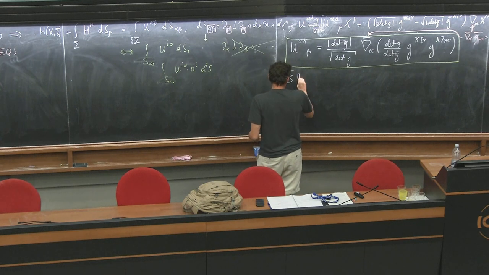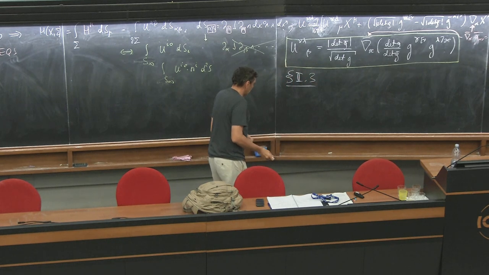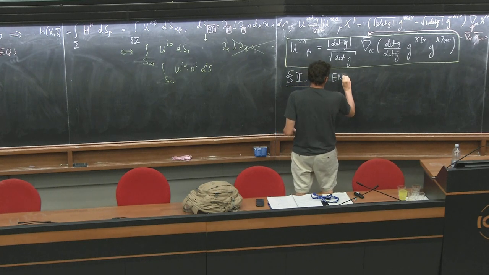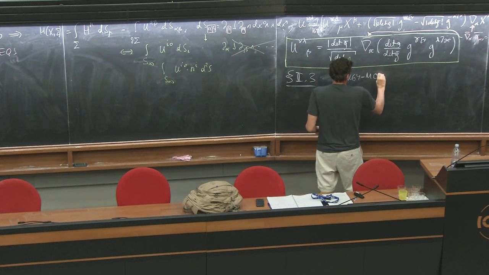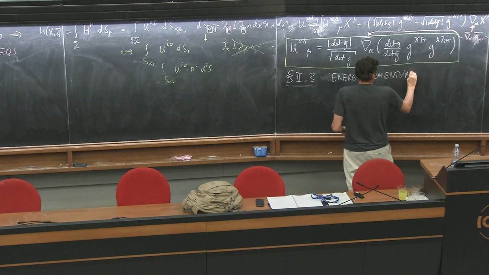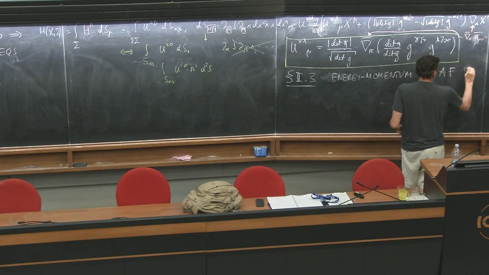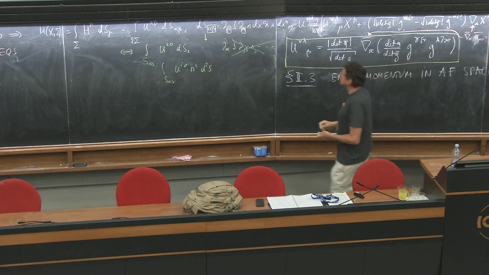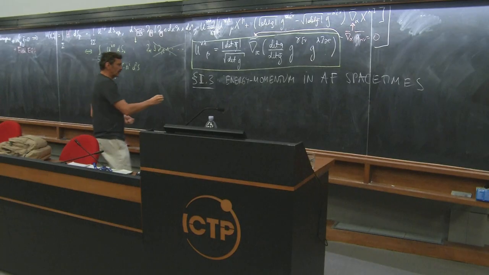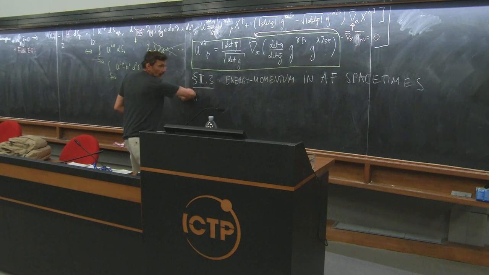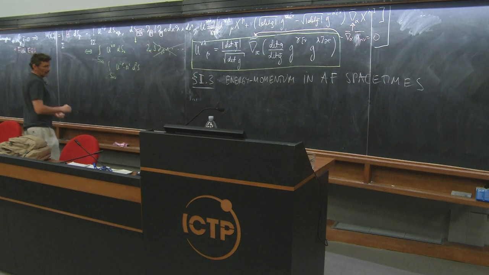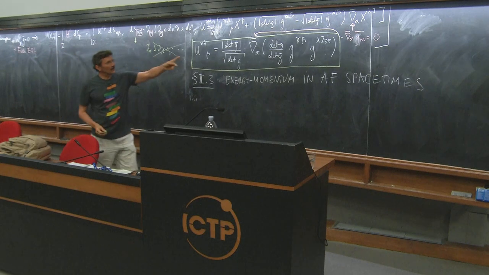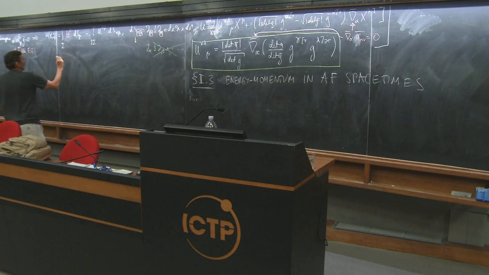This is going to be my paragraph 2.3, I believe. This would be energy momentum in asymptotically flat spacetimes, AF being asymptotically flat. Let me start with some alternative formulae, and maybe so that everyone can read what I'm doing, just move here. So this is pretty terrible, but there are nicer ways to rewrite it.